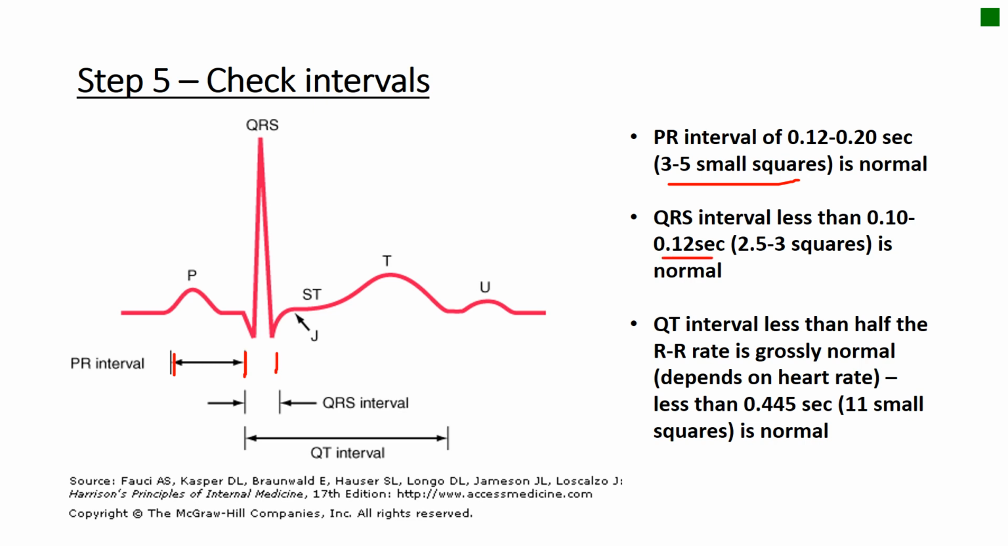Now, the QT interval is the measuring of the start of the Q wave to the end of the T wave, and grossly, it's half the RR distance, depending on the heart rate. So it's about 11 small squares. We'll come to why that's important in a minute.